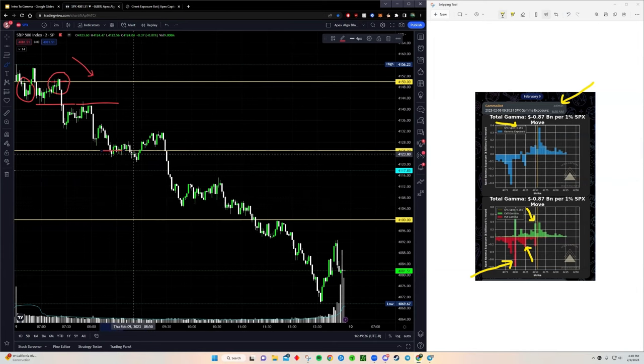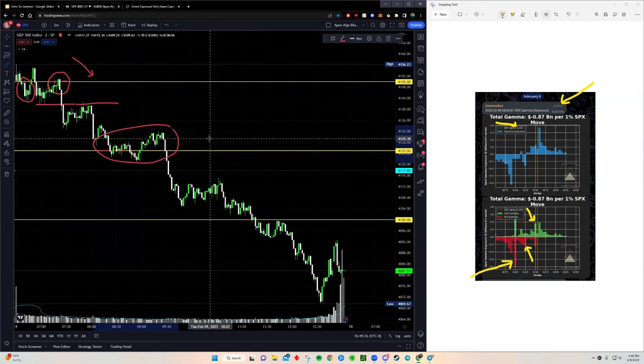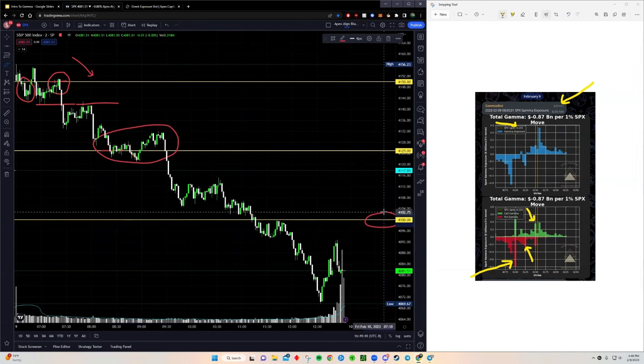Going forward, let's see what happens. Once again, we break below this 41.25. However, this isn't a very big gamma wall. So to me, this entire section right here around 41.25 is really just noise. I'm ultimately targeting this 4,100 area right here, right? On the chart. Sorry, I drew a circle, but you guys get what I mean.